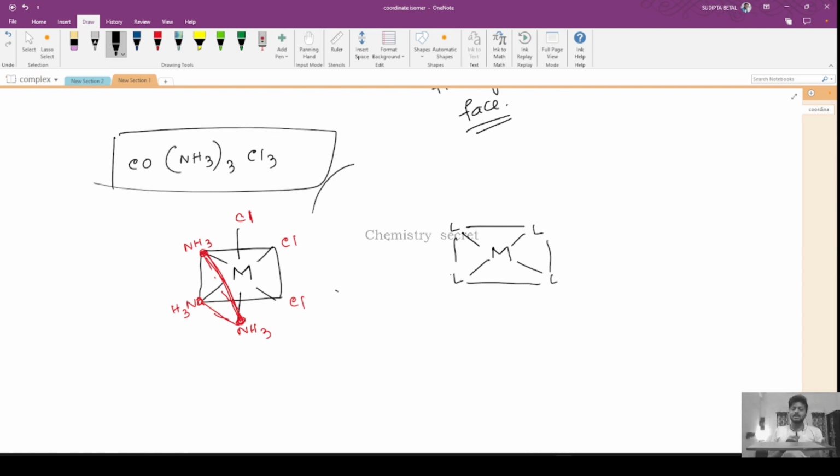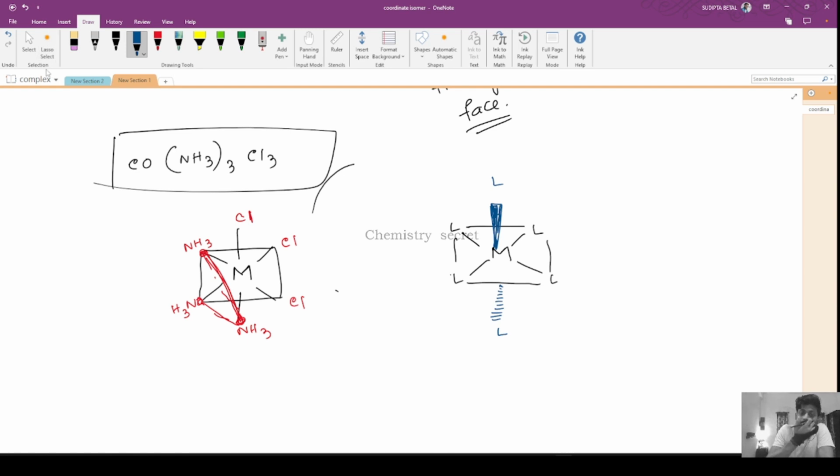Now if we consider the facial isomer, one of the axial positions is occupied by one ligand, and if we consider a triangular face with these two corners and this axial position, then connecting these three positions gives one triangular face, and in this triangular face three same donor sites are attached. If we draw this structure in 2D, one metal-ligand bond is present upside the plane, and another metal-ligand bond is present downside the plane.